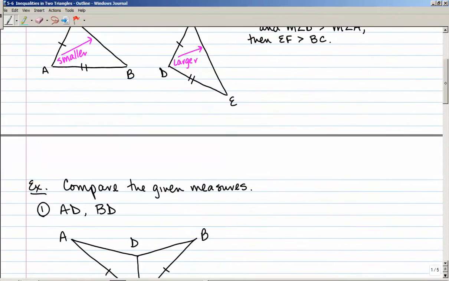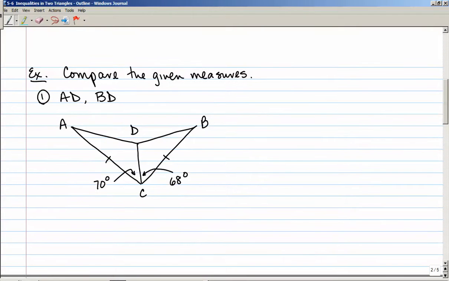So let's take a look at a couple examples here. Compare the given measures. So compare AD and BD. In other words, which one's longer, which one's shorter? Well, I noticed that AD is opposite the 70-degree angle, and DB is opposite the 68-degree angle. Oh, I forgot to note that there was actually a side that was congruent to itself. So we have our side, and then the included angles. So that means that, let me go ahead and write that down. DC is congruent to DC.